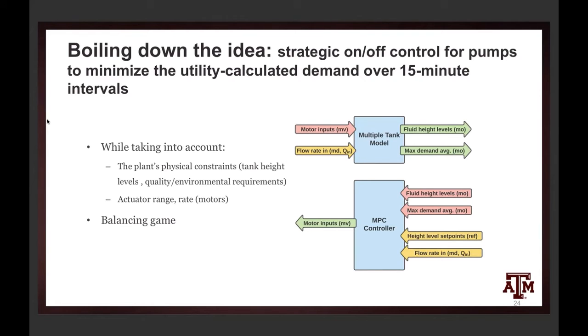And then of course there are also constraints on what you can do with the actuators, in this case the motors: the actuator range, and then the rate of control. On the right, you can see, again, a very similar block diagram to what you saw a couple of slides ago, where you have the model and the controller with their inputs and outputs.